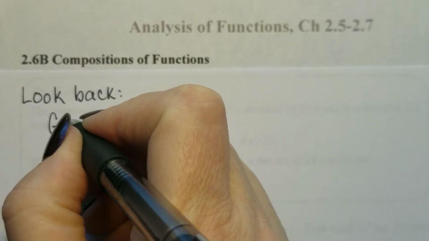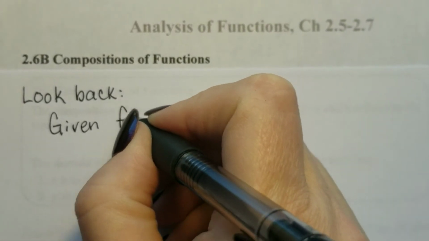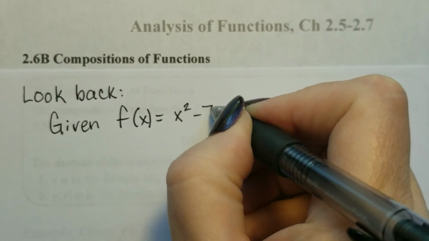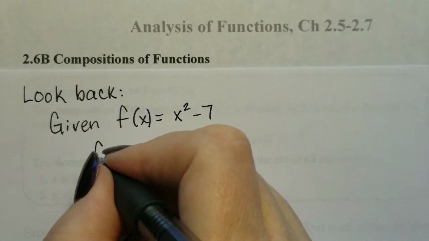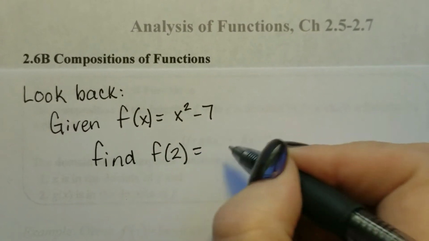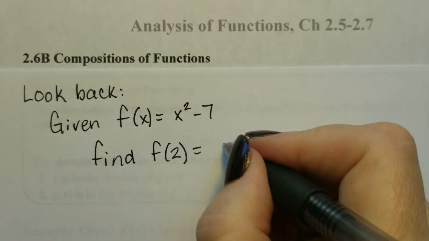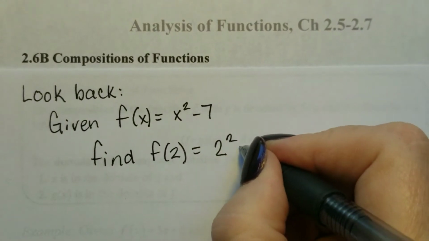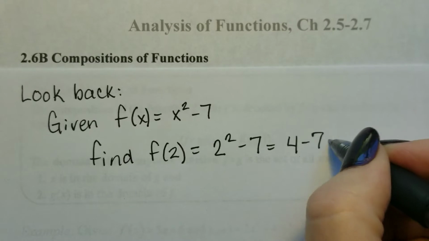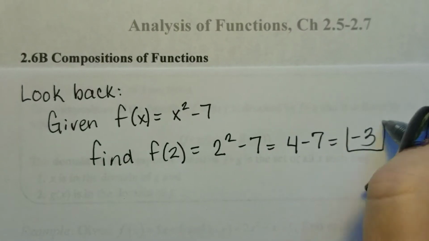If we are given a function f of x, and that equals x squared minus 7, and we're asked to find f of 2, we're going to put 2 in for x every time we see an x. So that's going to be 2 squared minus 7. Well, 2 squared is 4, so 4 minus 7, and we would get negative 3.